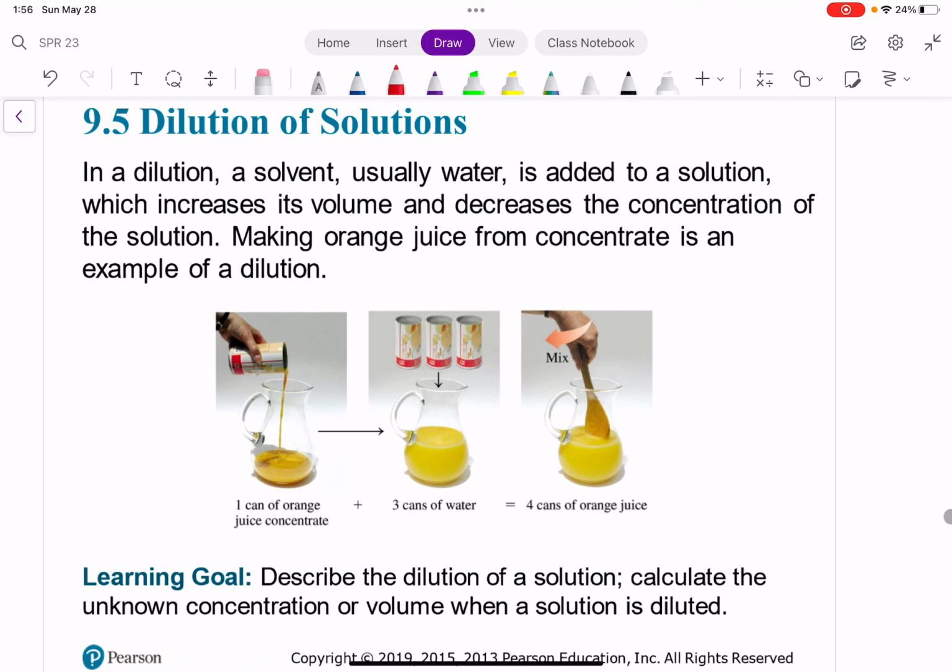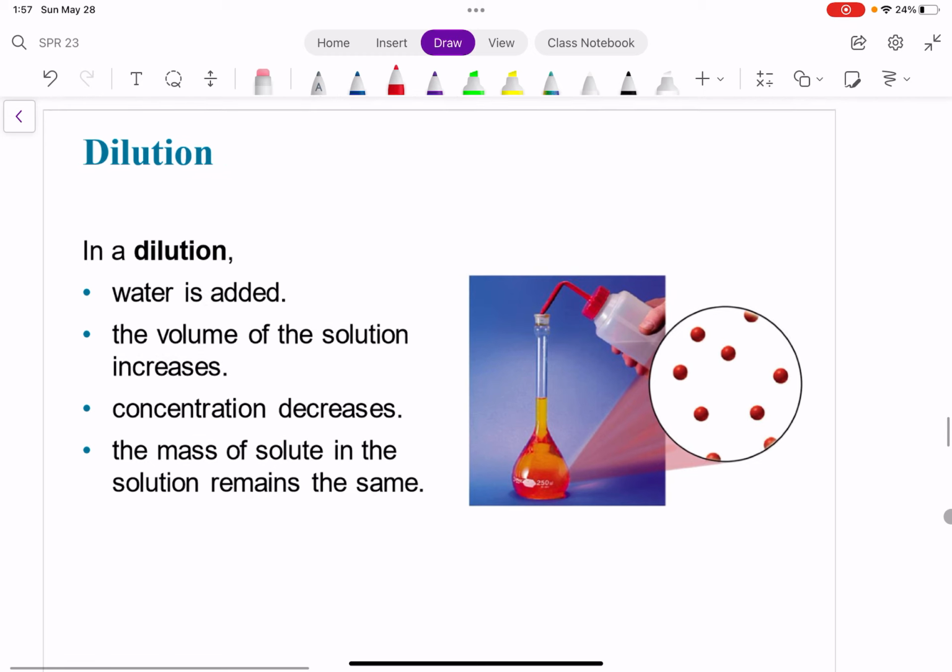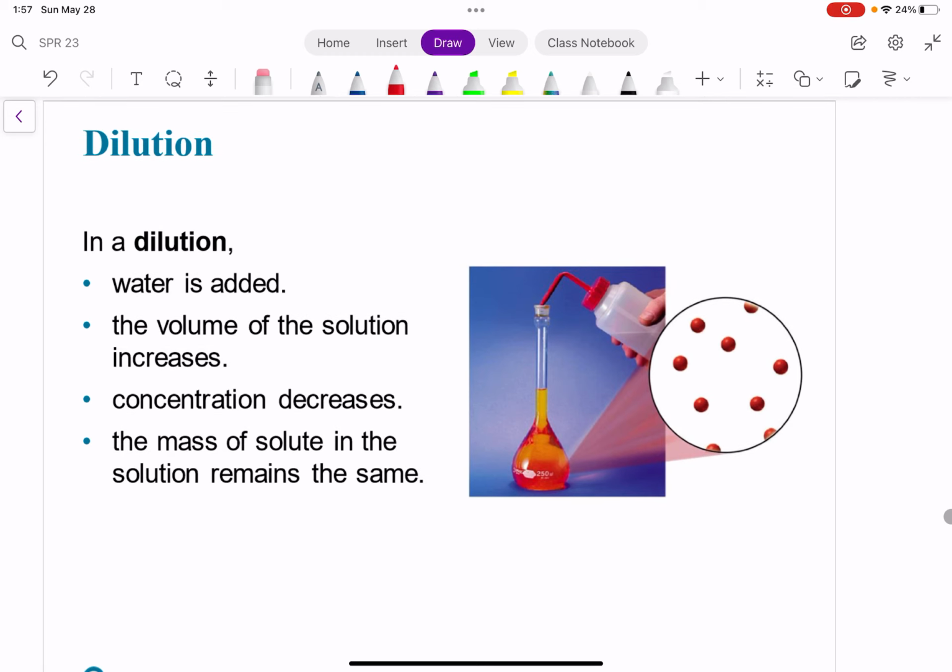In this video, we're going to talk about 9.5 dilution of solutions. Sometimes we have a solution already and we want to dilute it so that it's less concentrated. So how do we actually do that? First, let's talk about what dilution is. In dilution, we add water, and as we're adding that water, the volume of the solution increases. And as the volume increases, the concentration decreases. The mass of the solute in the solution remains the same, but we're just adding more volume.